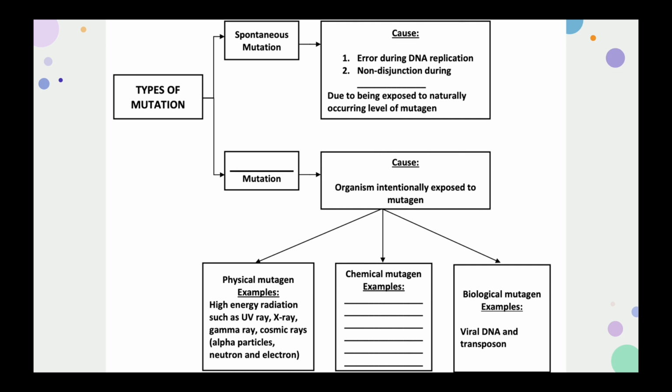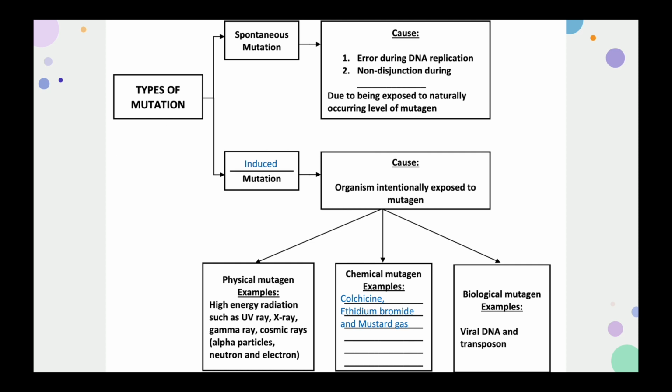There are two types of mutation. Firstly, spontaneous mutation. Secondly, induced mutation. Induced mutation happens when an organism is intentionally exposed to a mutagen. As we all know, a mutagen is any agent that will cause mutation. There are three types of mutagen. We have physical mutagen, for example, UV ray, X-ray, and gamma rays. We have chemical mutagen, for example, colchicine, ethidium bromide, and mustard gas, and also biological mutagen, for example, viral DNA and transposons.